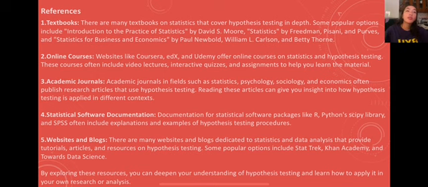References: textbooks. There are many textbooks on statistics that cover hypothesis testing in depth. Some popular options include Introduction to the Practice of Statistics by David S. Moore, Statistics by Freedman, Pisani, and Purves, and Statistics for Business and Economics by Paul Newbold, William L. Carlson, and Betty Thorne. Online course websites like Coursera and Udemy offer online courses on statistics.